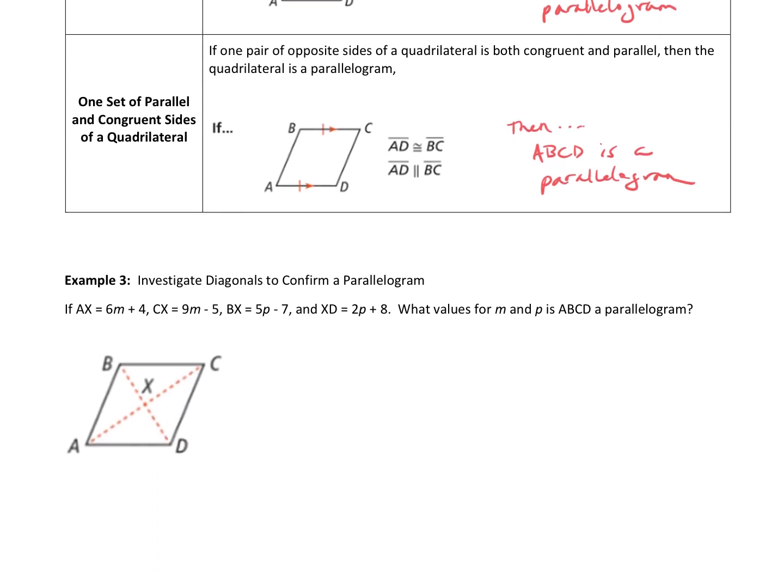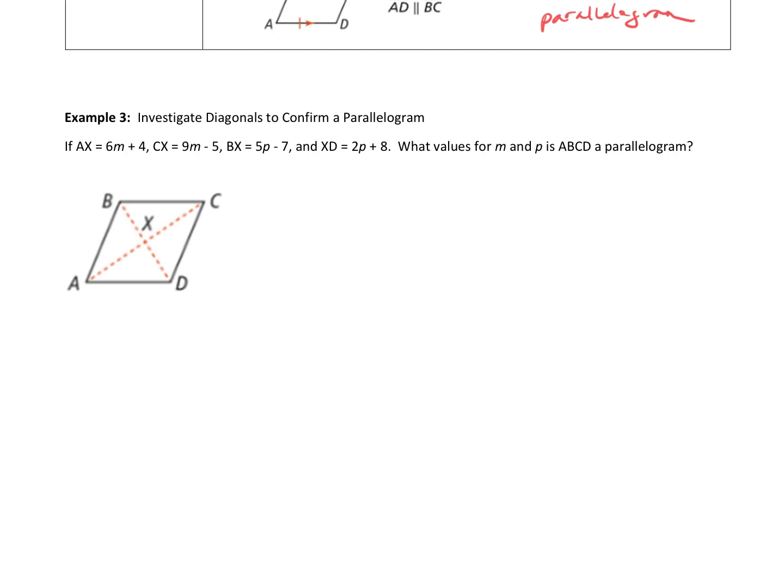All right, so let's take a look at an example. We're going to investigate the diagonals to confirm a parallelogram. If AX, CX, BX, and XD equal these expressions, for what values of M and P is ABCD a parallelogram? They gave us 4 segments. Where are those 4 segments in our quadrilateral here? Here's AX, here is CX, here is BX, and here is DX.